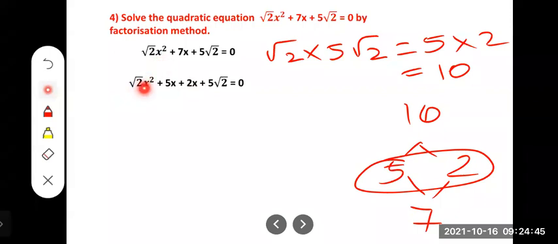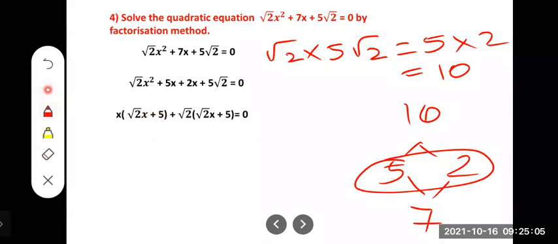Yes, here x into x. X is there, here also x is there. So what will be common here? X will be common. And what will be remaining? Root 2 into x is remaining, then plus 5 is remaining. So you got it like this. See, x is outside and root 2x plus 5 is remaining.